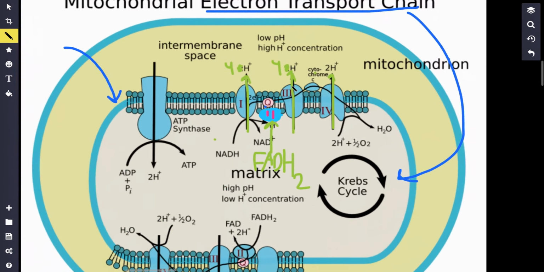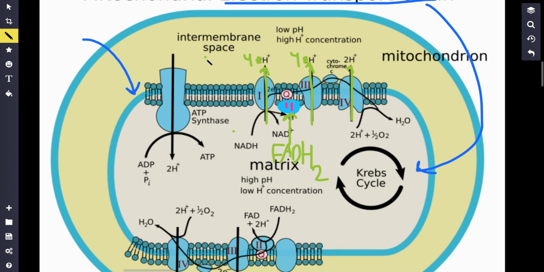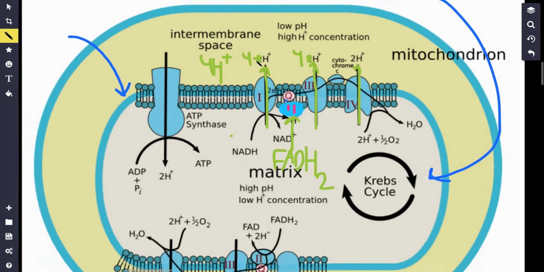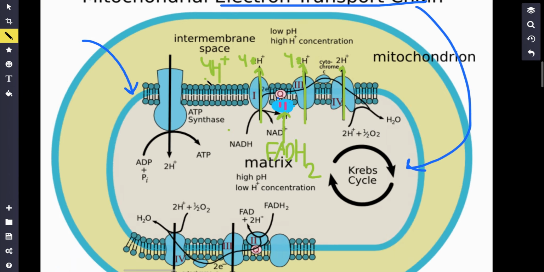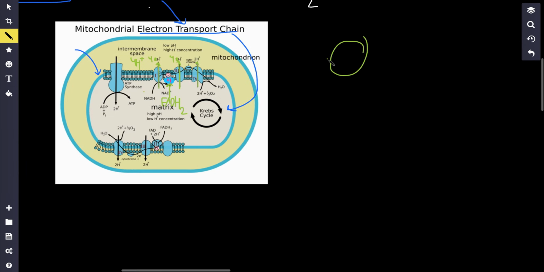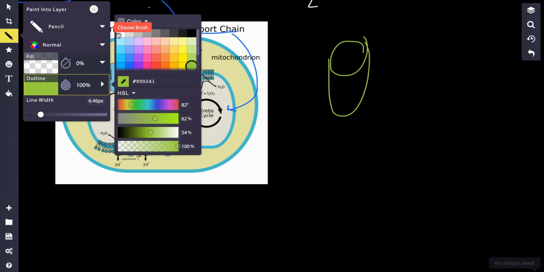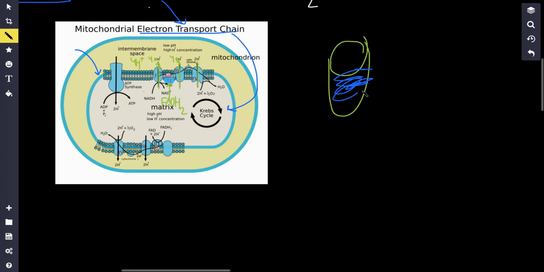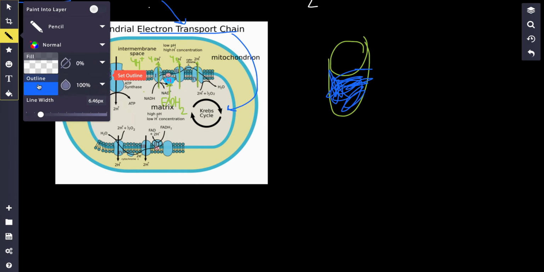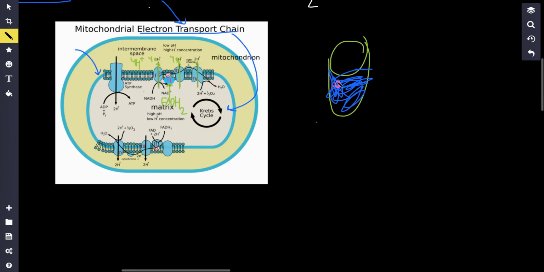Now, what's actually going to happen is we're going to have a lot of protons on this side. A lot. Now, what do those protons want to do? They want to balance out the protons on both sides. It's like if you have a jar. This is the cool part. Let's say this is filled with water, and you place some pink food coloring in there.